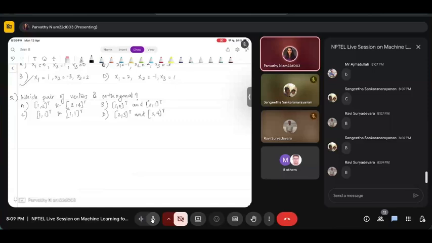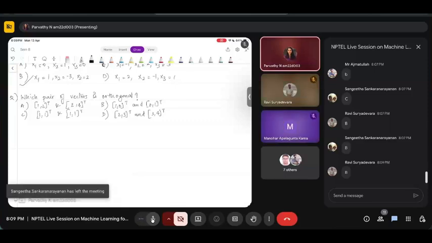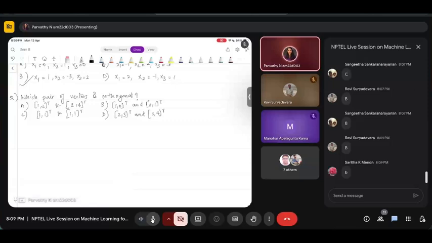This pair of vectors is orthogonal. Two vectors are orthogonal if their dot product is 0. So it is 1, 0 and 0, 1. The others will not have their dot product equal to 0.